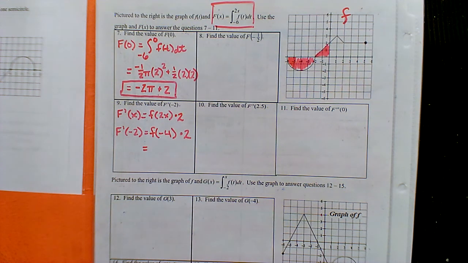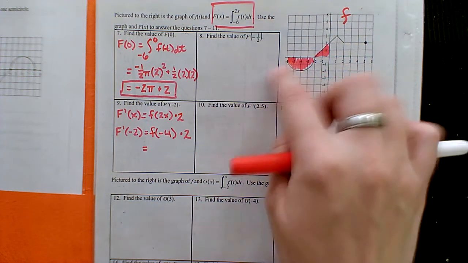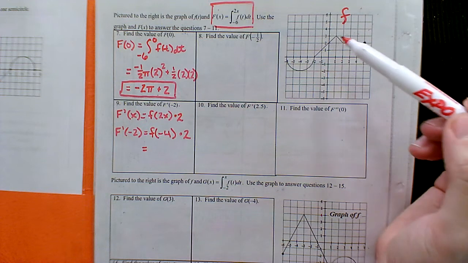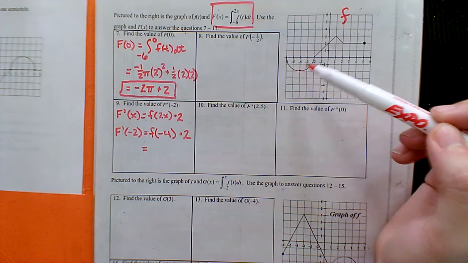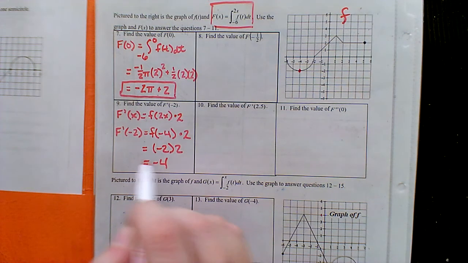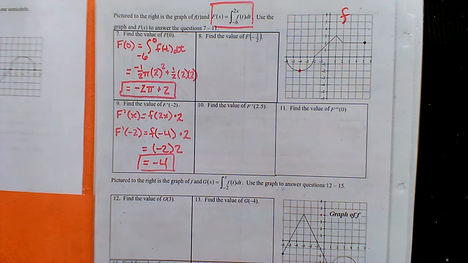What is f of -4? Can you find it on the graph? Because this is the graph of f. Did you get -2? All right, so -2 times 2 would give us -4. I think you could do 10. Very similar. Let's try 11.